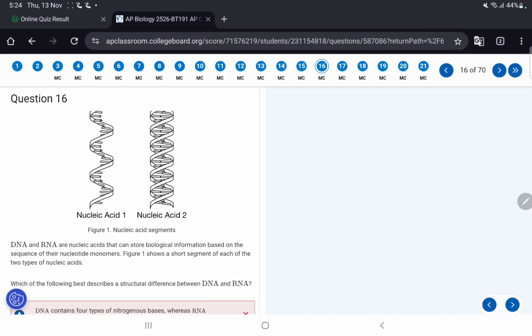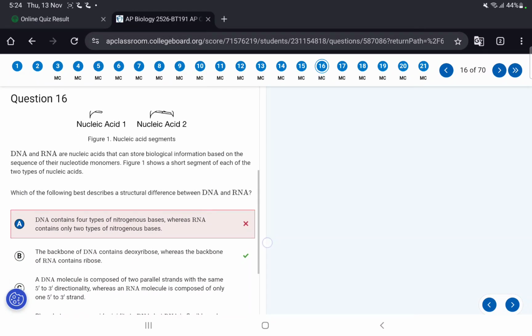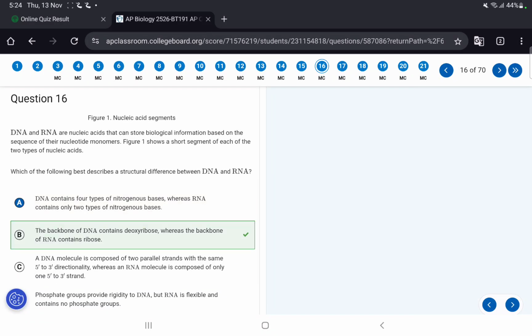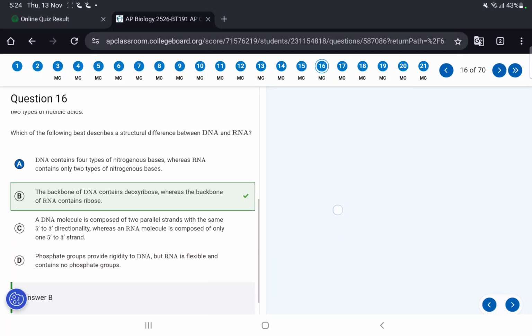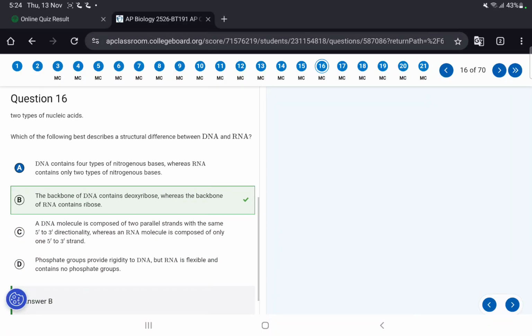Okay, so number 16, DNA and RNA are nucleic acids that store biological information in the sequence of their nucleotide monomers. Which of the following best describes the structural difference between DNA and RNA? Okay, let's just go through the options.